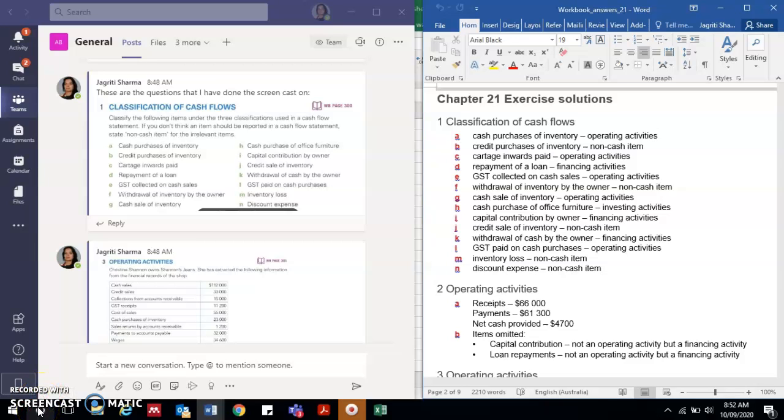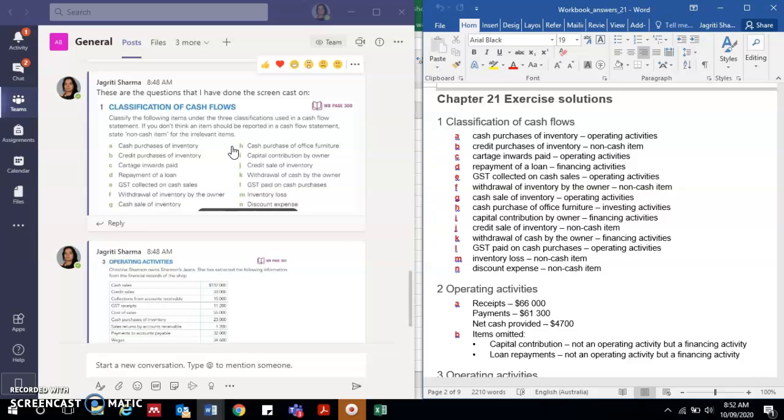I just quickly want to do two questions with you just to show you how you're going to approach these questions. So the first question is the first question of your chapter 21 exercises. I'll put the page number on the post page. I can't remember the page number.